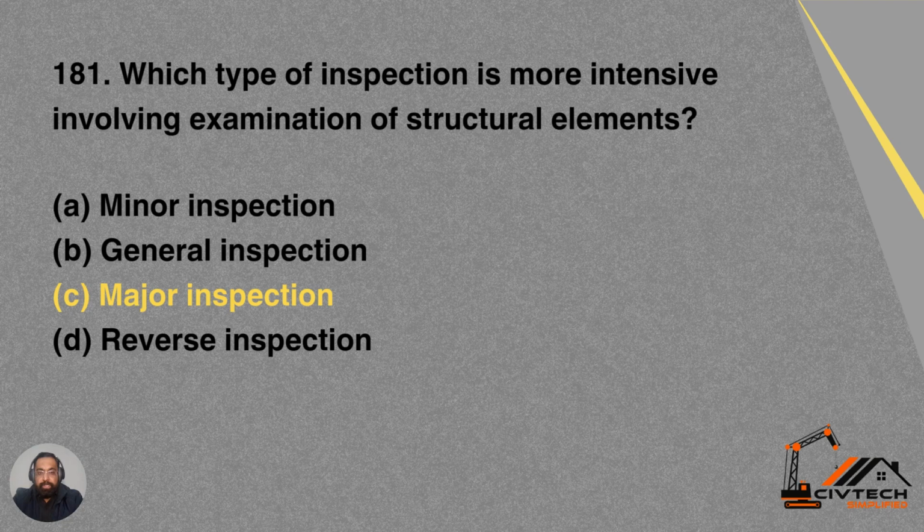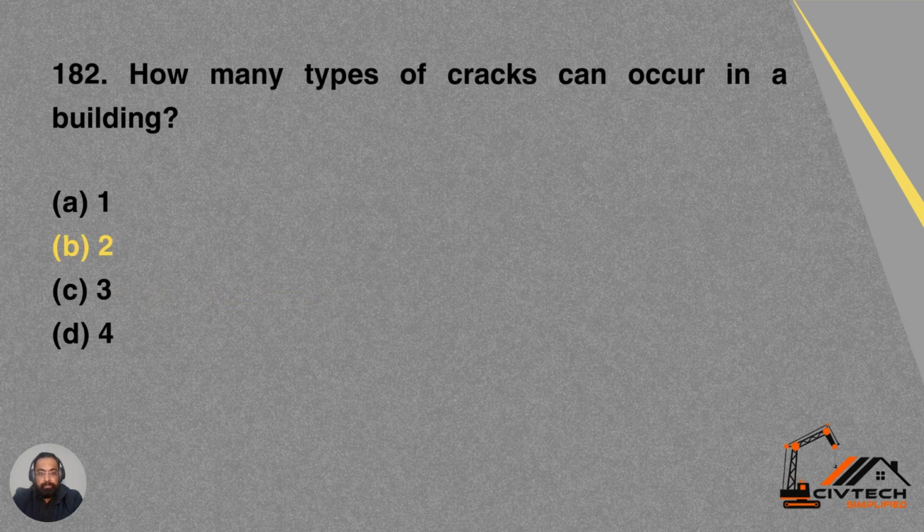181. Which type of inspection is more intensive, involving examination of structural elements? Option A, minor inspection. Option B, general inspection. Option C, major inspection. And option D, revenue inspection. So C is the correct option. It's major inspection. The major inspections are more intensive in nature, and it requires the examination of structural elements. So C is the correct answer.